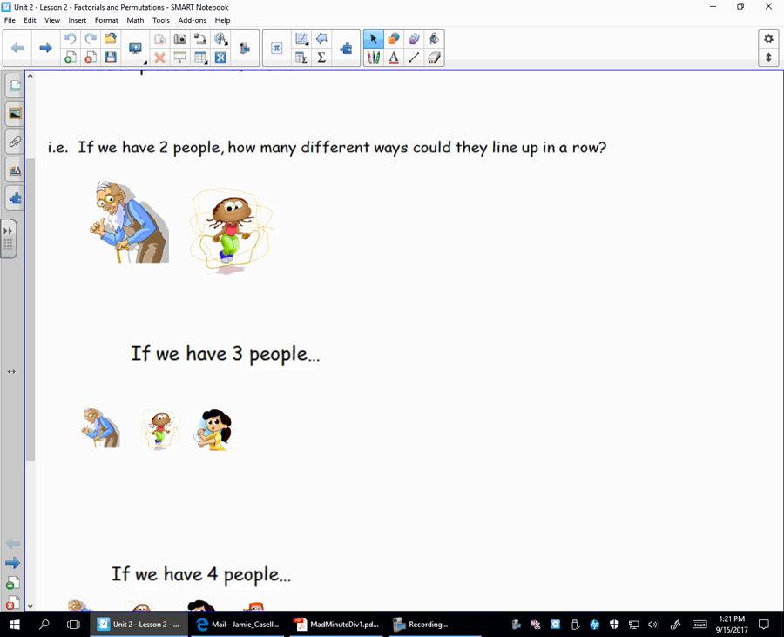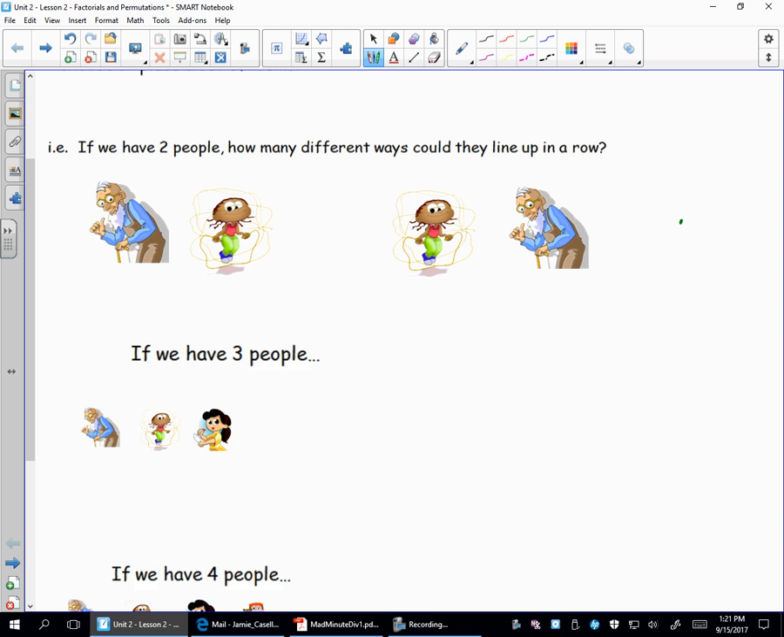Okay, well, obviously we have the first example right here. We have the old man and the little girl, but it also could have been the little girl and the old man. There's only two possibilities. There's two of them. Okay.